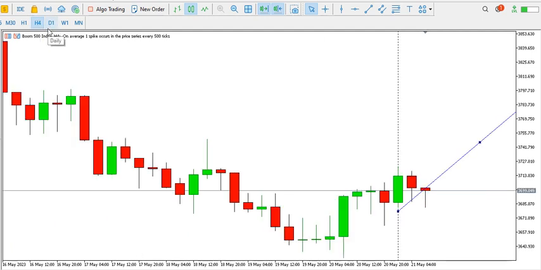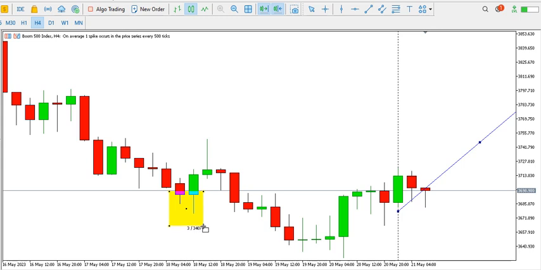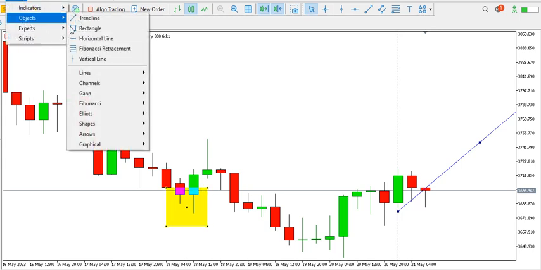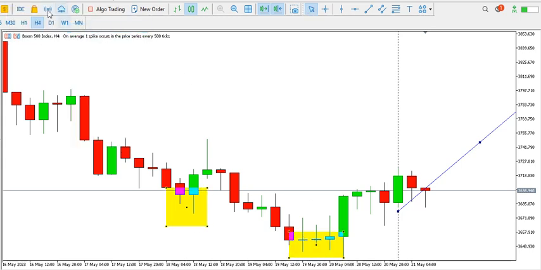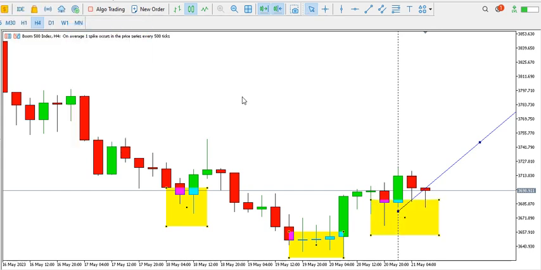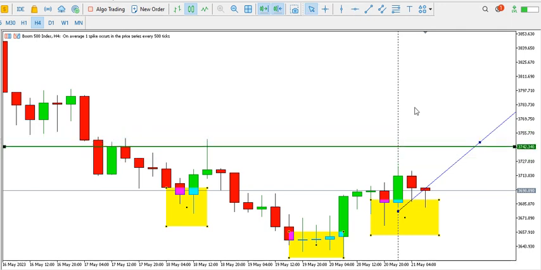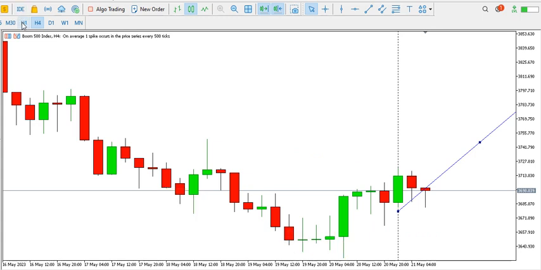Let's look at the 4-hour time frame. On the 4-hour time frame, we can see something like an inverted head and shoulders formation. This is the left shoulder, this is the head, and this is the right shoulder. If that completes and the neckline is broken, we might see price going up. So that's that for Boom 500 index on the 4-hour time frame.